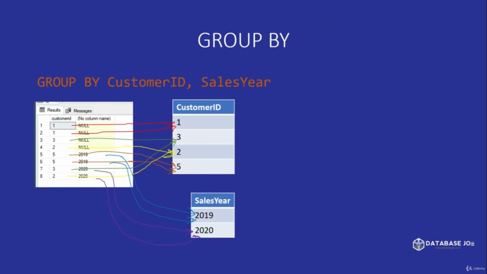It's the same for the sales year. The 2 2019s become one group and the 2 2020s become another group. Let's go back to SQL Server Management Studio.